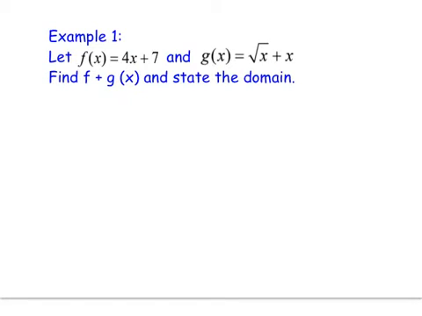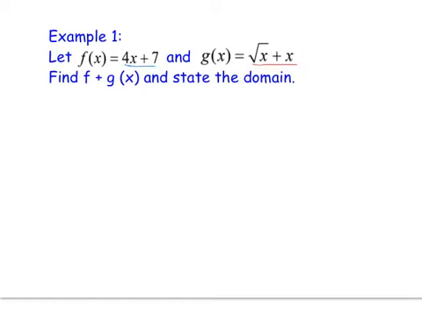So this example says, let f of x equal 4x plus 7 and g of x equal the square root of x plus x. Find f plus g of x and state the domain. Well, first of all, what does this mean, f plus g of x? All that means is to take your f function, 4x plus 7, and take your g function, square root of x plus x, and add the two together.